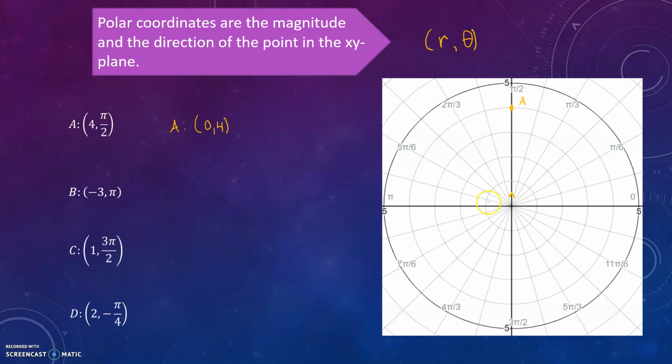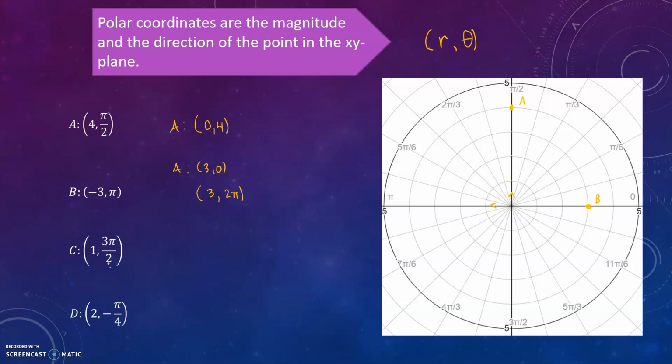If I'm doing point B, I'm going to point in the pi direction, but then I'm going to go backwards 3. So I'm going to go 1, 2, 3, and there's point B. You might realize that B in rectangular coordinates would be (3, 0), and also that there are other ways of describing B. I could have described B as (3, 2 pi). Point in the 2 pi direction and go 3 steps forward. There are actually infinitely many ways to describe all of these points.